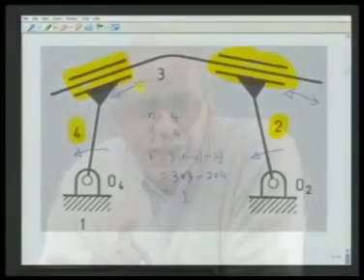Now, what is the implication? That there is no relative rotation between links 2 and 4. Both of them rotate, but they rotate by the same amount, so that there is no relative rotation.